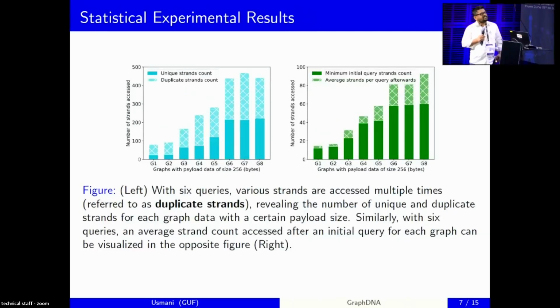Here are some statistical results. Once we perform an initial query, we then want to perform subsequent queries. Subsequent queries use the number of DNA strands which we extracted before, and there are duplicate strands, so the average cost of subsequent queries reduces as well.